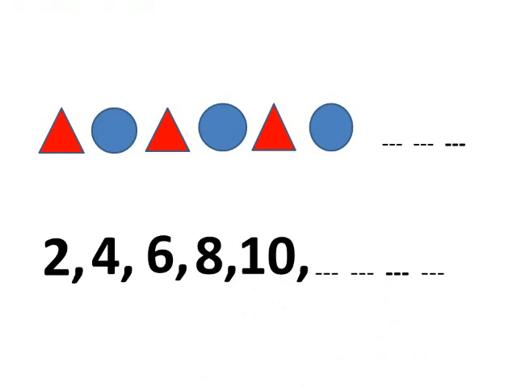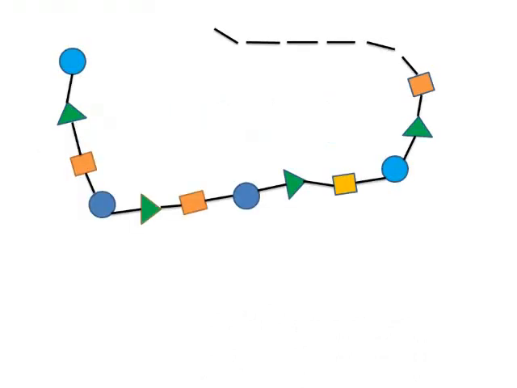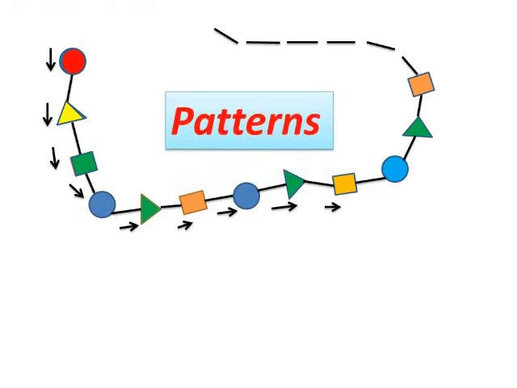Again, let us see this necklace. The beads are in the form of circle, triangle, and square. We see that circle, triangle, square, circle, triangle, square, circle, triangle, square, and so on are arranged in a particular order. So the above examples are called pattern.